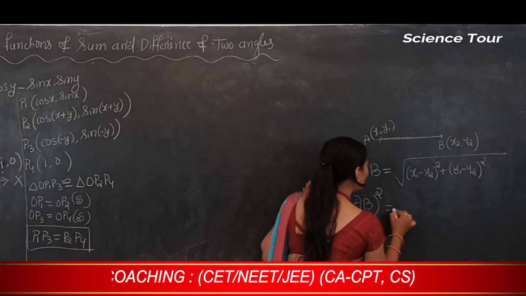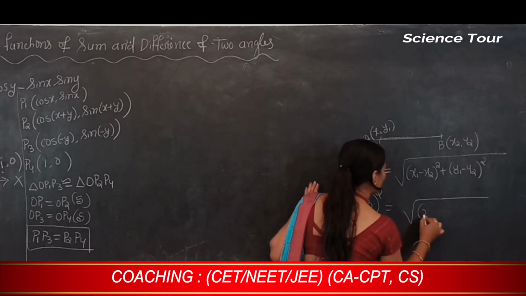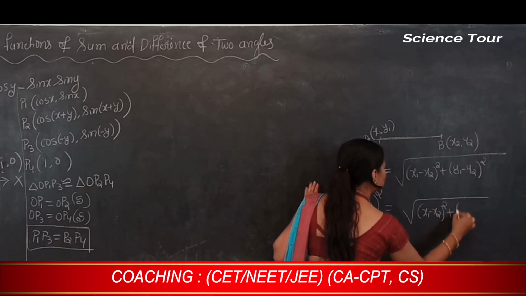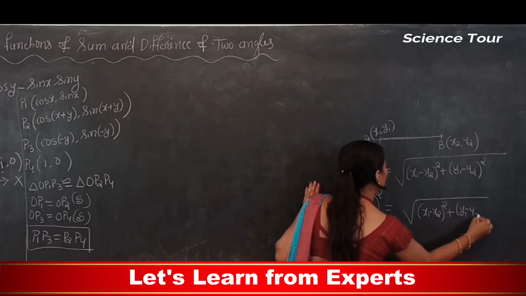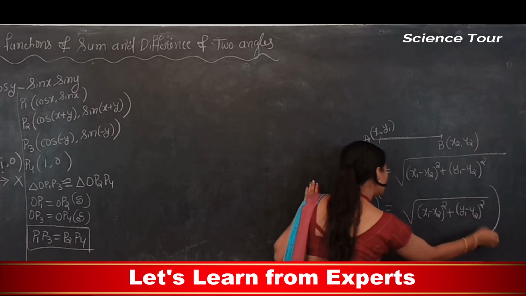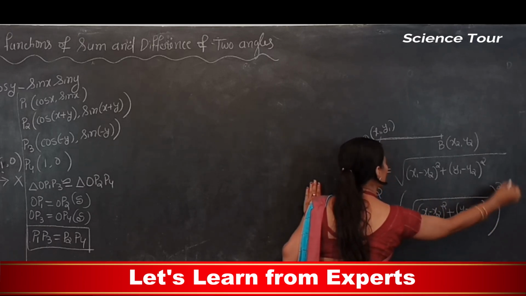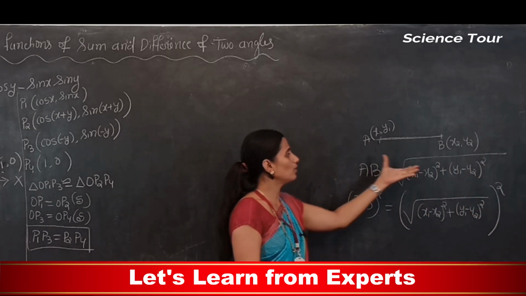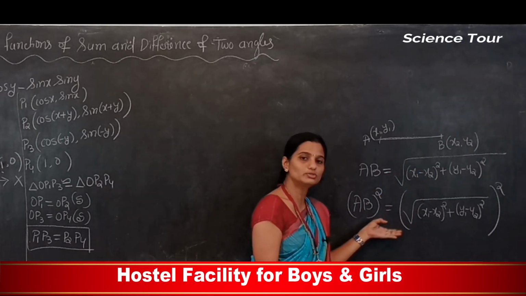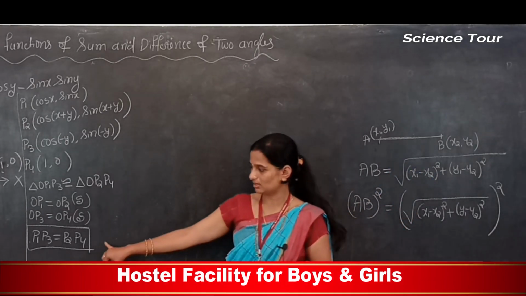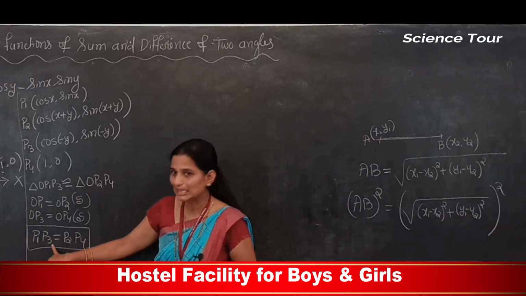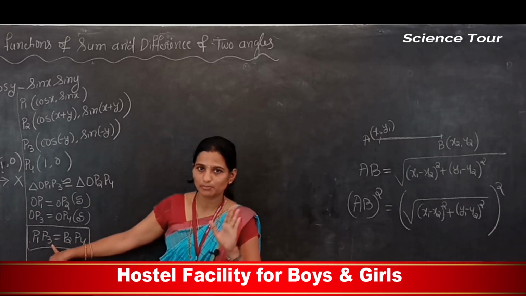So now next I take a square for this one, that is x1 minus x2 whole square plus y1 minus y2 whole square, and it is whole square. Is it right? So I take square on both sides because we are using this formula here. You know P1, P3.